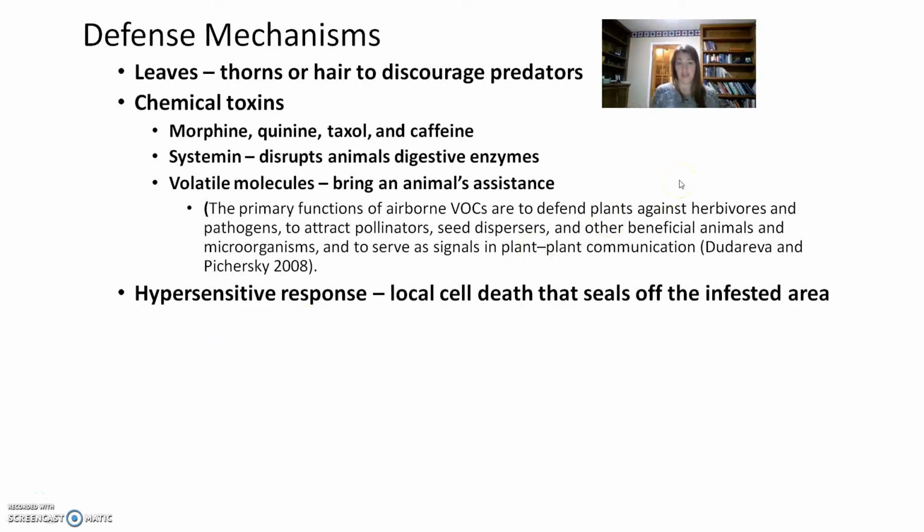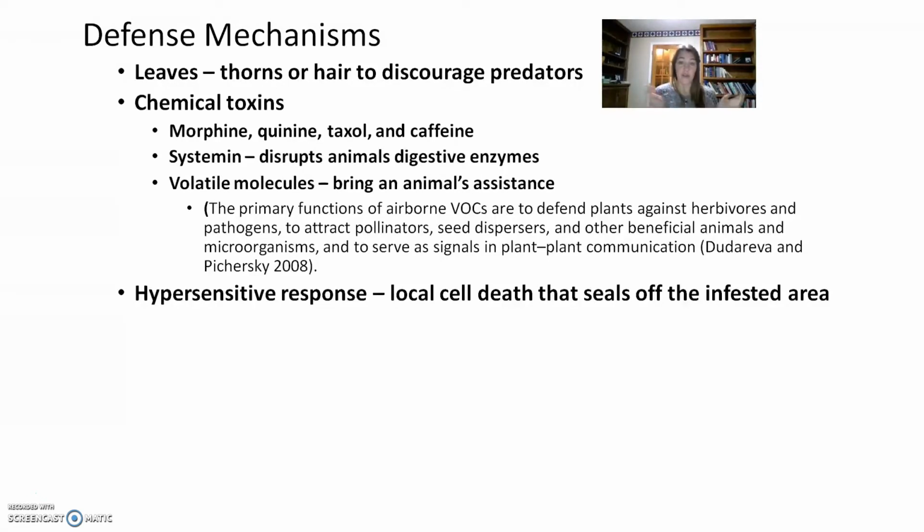Let's start with the leaves. There are thorns or hairs to discourage predators, right? How many of you actually touched a cactus or something that looked fuzzy but turned out to be something that really was painful? There's also chemical toxins. There's morphine, Taxol, caffeine. I mean, there's so many things like that. There's histamine. This disrupts animals' digestive enzymes.